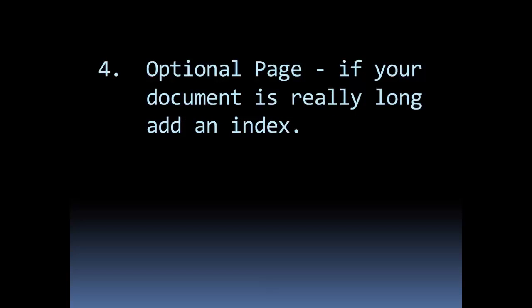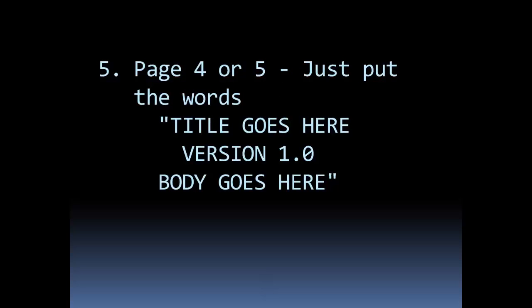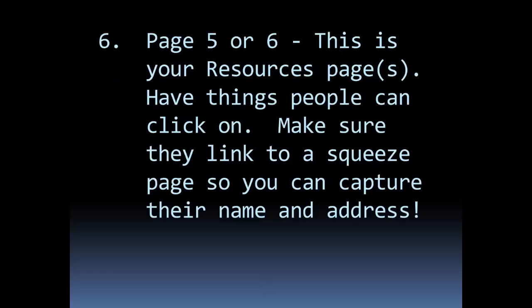Page 4 is kind of optional. If your document's long enough, then you probably ought to include an index, and the word processing software will do that for you pretty much automatically. The next page, you put the words title goes here, version 1.0, and body goes here. We're going to replace two of those lines later. The next page, this is your resources page where you have links to your other free offers. So it'd be nice to have 3 or 4 or 5 or 10 or 30 on this page.